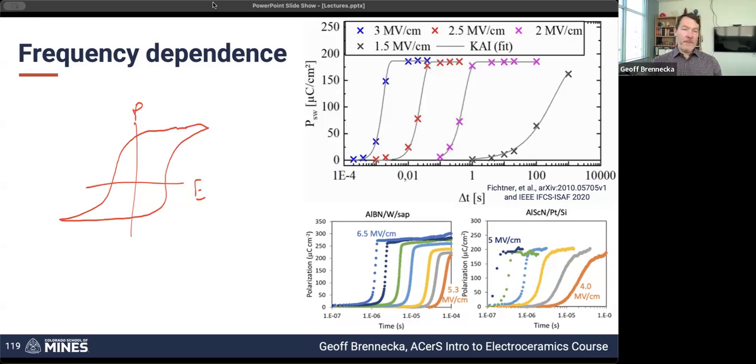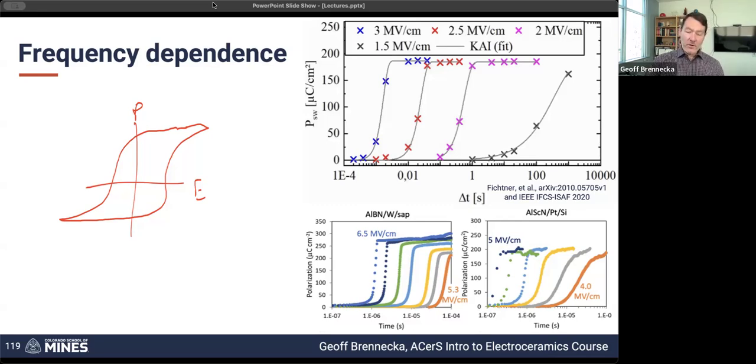If this is our baseline and everything is dominated by the intrinsic response of the material, so this is just how quickly the domain walls are moving. If I go faster and faster, so a higher frequency, what's that going to look like? Higher frequency means I have to actually push the material harder to get it to switch.